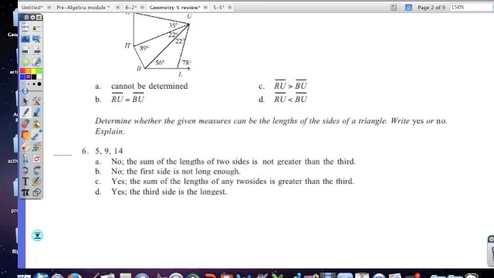Determine whether the given measures can be the lengths of the sides of a triangle. Write yes or no. Explain. 5, 9, 14. Okay? In order for that to work, the first two would have to be greater than the third. They're not, so the answer is no.